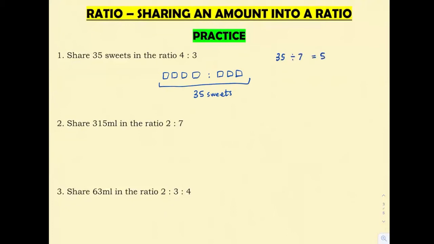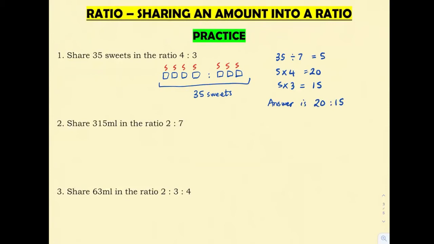which means I'm going to have 5 sweets in each part. And then to work out how many I would have in 4 parts, I would do 5 times 4, which is 20, and 5 times 3, which is 15. So my answer for the first question would be 20 to 15.